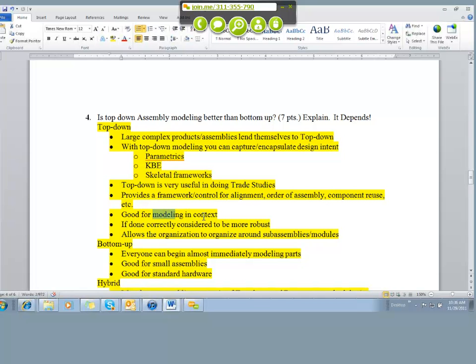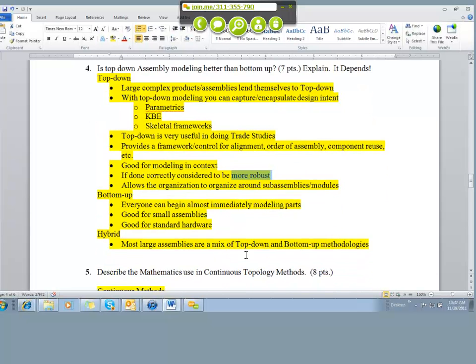It's really good for being able to allow people to model in context. So you're able to see the relationship your part has with other parts of the assembly in context, instead of just a blind bottom-up approach. It's considered to be more robust.